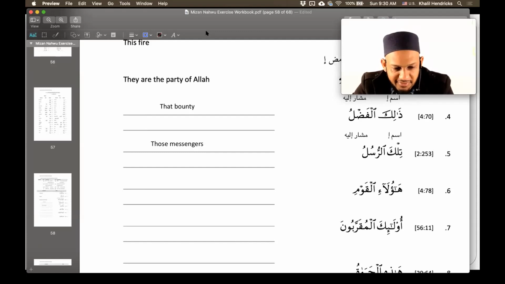Both are perfectly fine. So the difference is, to the previous rule we mentioned that if it's a plural of a non-human thing, you generally always refer to it by a single female. But if it's a broken plural, you have the option of using the single female or the normal reference. So Tilka Rusul or Ulaika Rusul.